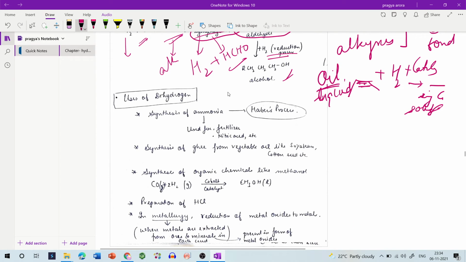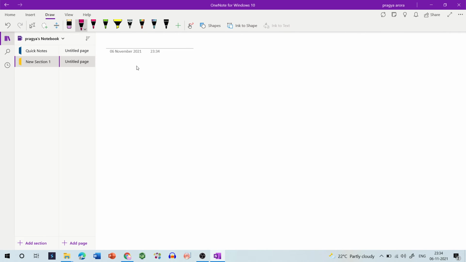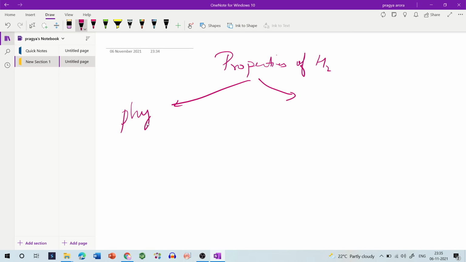So till now what we have discussed, just a second, let me add a page. So today we discussed the properties of hydrogen. We discussed the physical properties. It is tasteless, colorless, odorless. We discussed all those things, and it is lighter than air. So we discussed the physical properties.